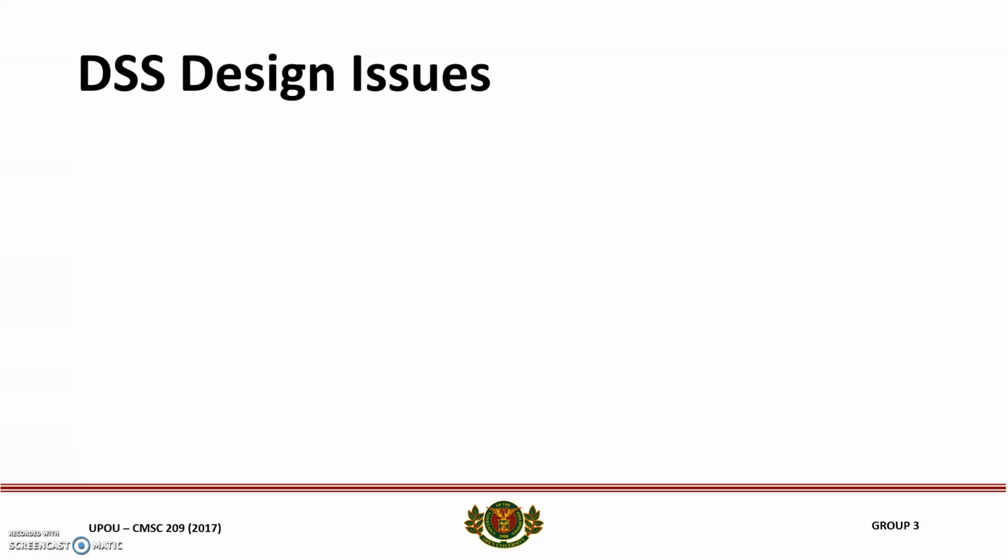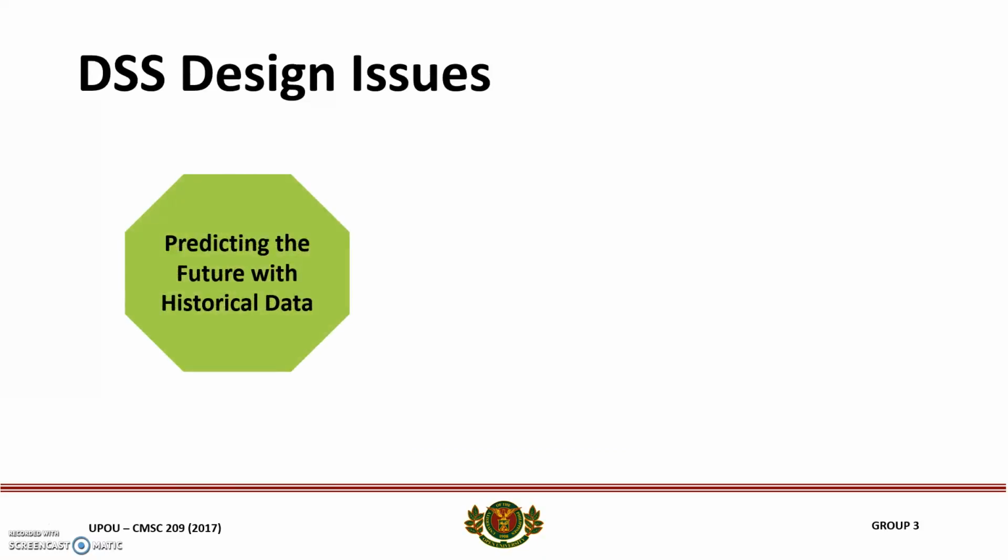There are 3 known DSS design issues. First, predicting the future with historical data. For the DSS to be effective, decision makers and designers of a DSS must work closely together to ensure that the database and the reports generated from it must permit an acceptable level of support.